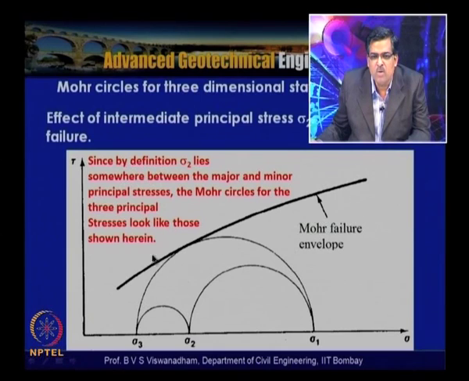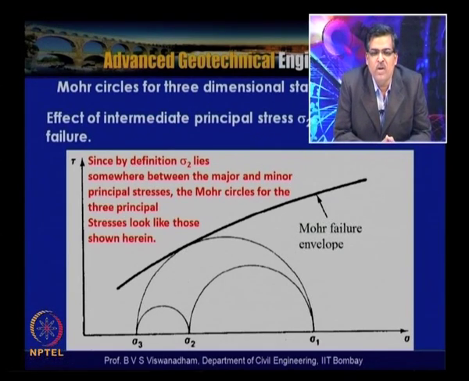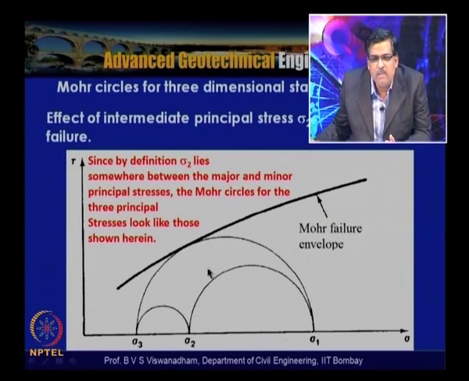And if you are talking about the failure envelope, it is the Mohr circle resulting from the major principal stress and minor principal stress that becomes tangential to the Mohr failure envelope. So by definition sigma 2 lies between them, and the Mohr circles for the three principal stresses look like those shown here, but the one that becomes tangential to the Mohr failure envelope at failure is the Mohr circle resulting from the sigma 1 and sigma 3 combination.